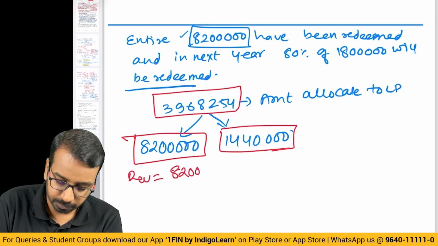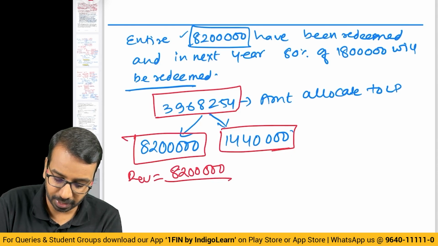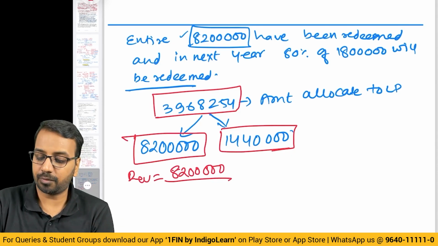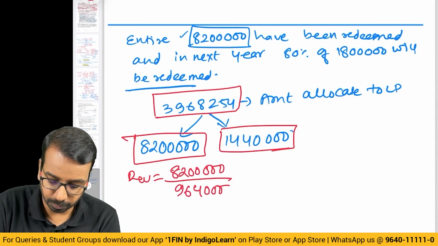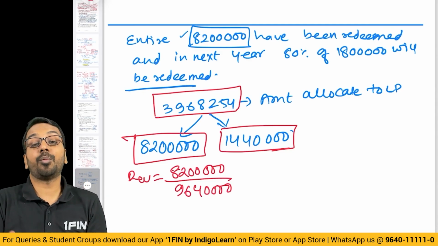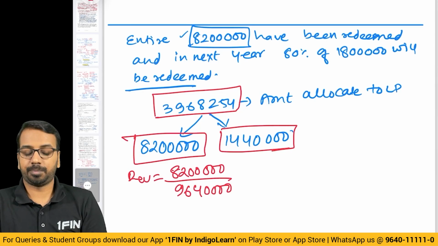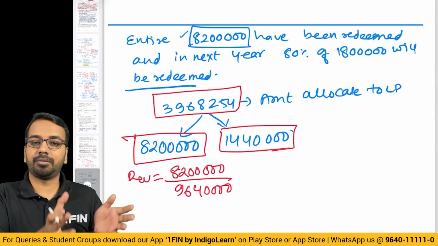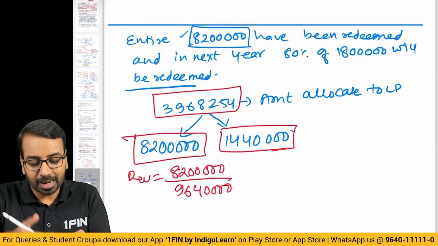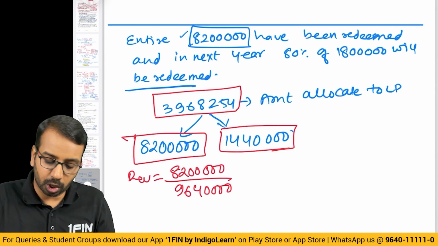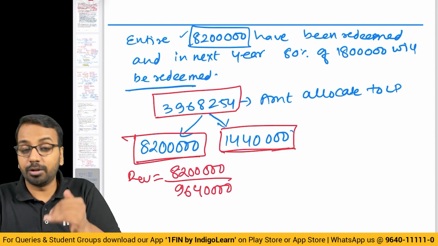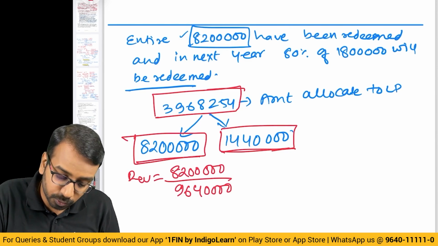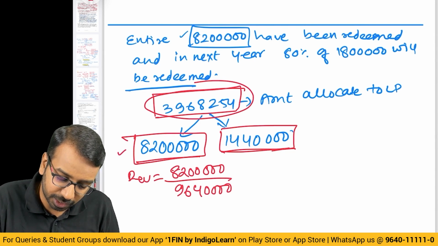Revenue will be equal to 82 lakhs, the points redeemed, divided by 82 lakhs plus 14 lakh 40,000, that is 96 lakhs 40,000, because the estimated number of points to be redeemed has changed. Initially when we did the accounting, we knew that 80% will be redeemed, but as we progressed towards the year end, we got to know that 82 lakhs have already been redeemed and another 14.40 lakhs will be redeemed in the future. So this 3968 has to be allocated between these two.